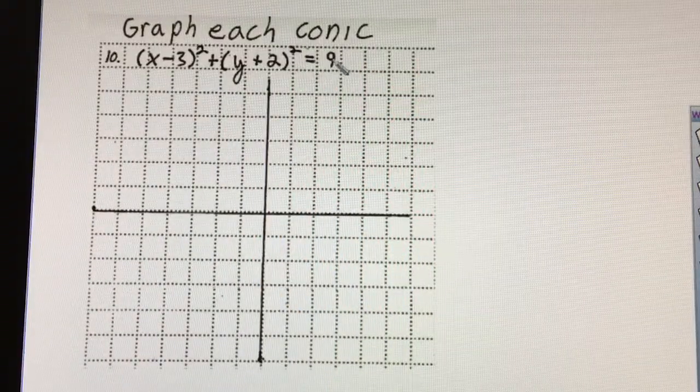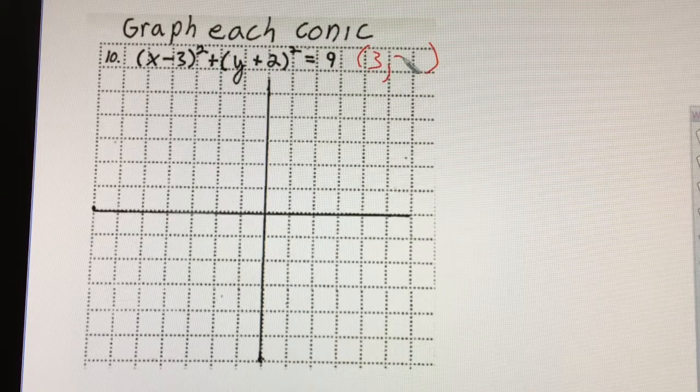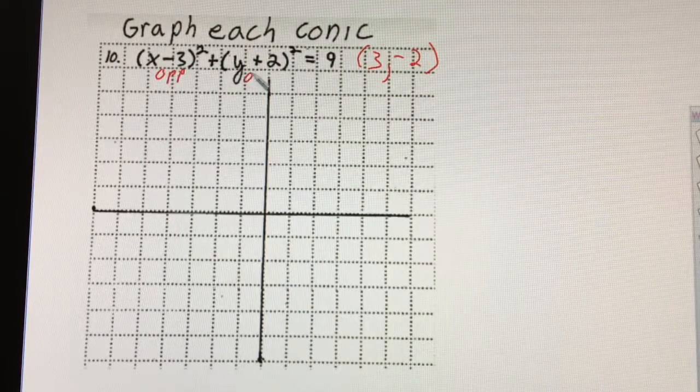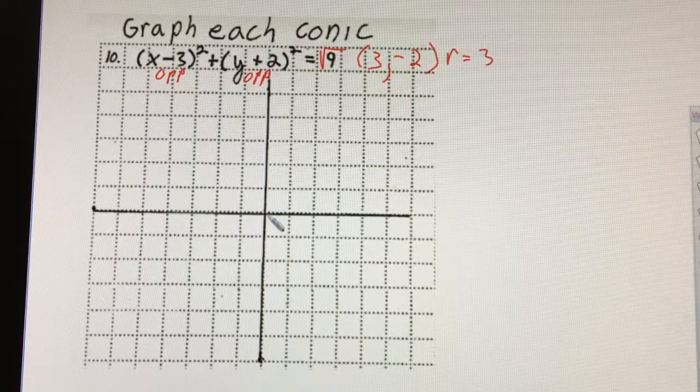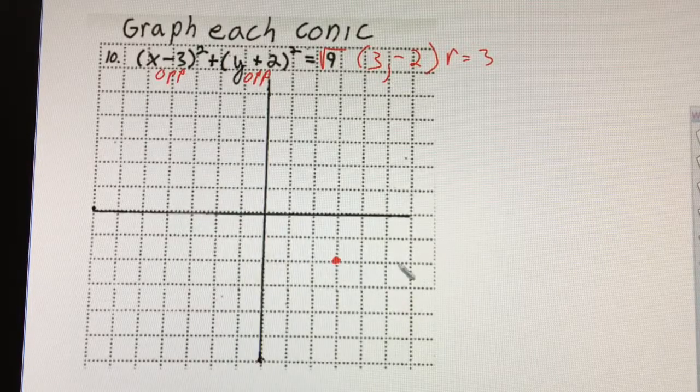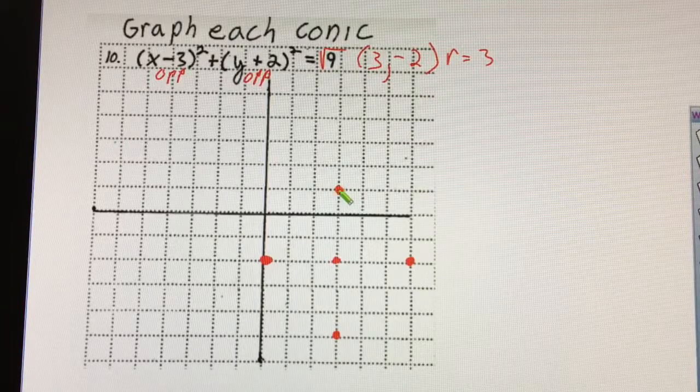Notice it's set equal to 9, not 1, and it doesn't have anything underneath, so that's an indicator that it's a circle. So the center's going to be positive 3, negative 2. Basically, it's opposite opposite. And then the radius, to find the radius, you square root that number out there. And that would be 3. So I go to the center, 1, 2, 3, negative 2. And then I'm going to go outward to make my radius. My radius is 3, so I go right 3, I go up 3, I'll go left 3, and I'll go down 3. And then draw the curve, and that's my circle.